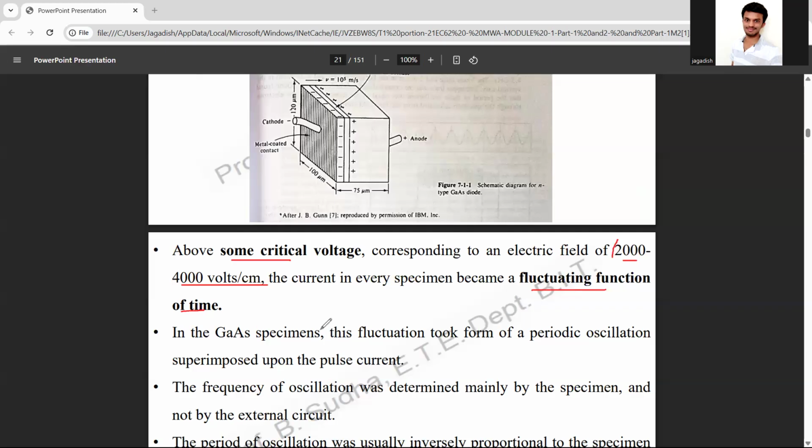In the gallium arsenide specimen, this fluctuation took form of a periodic oscillation superimposed upon the pulse current.